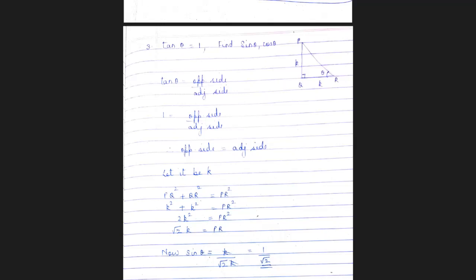Let it be k. Now since Pythagoras theorem, PQ square plus QR square equal to PR square. K square plus K square, 2K square is PR square, and therefore PR is root 2 k. Now sine theta is opposite side by hypotenuse. So that's k upon root 2 k. K and k gets cancelled. Your answer is 1 upon root 2. Cos theta is adjacent side by hypotenuse. Answer is 1 upon root 2.